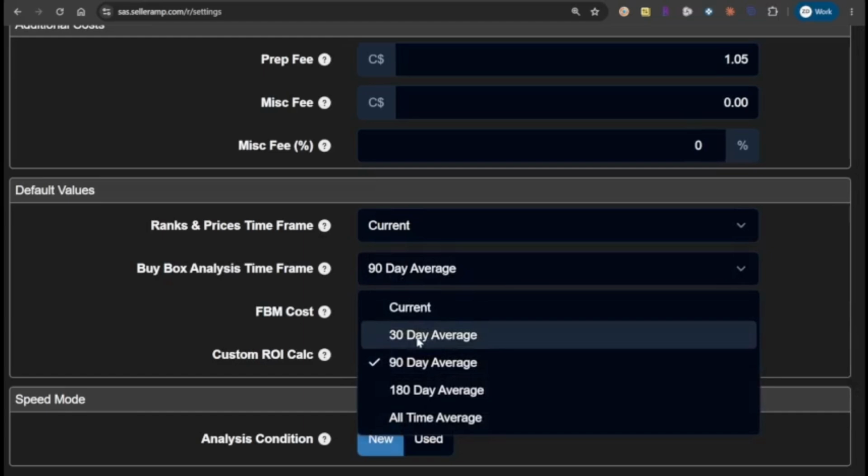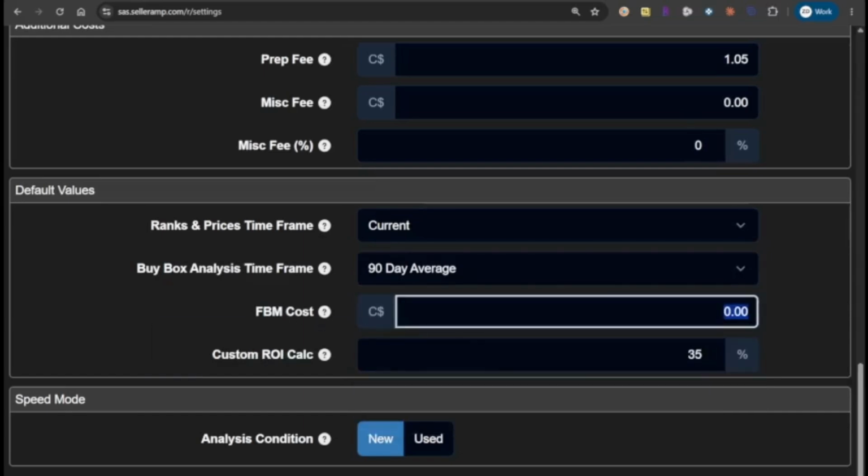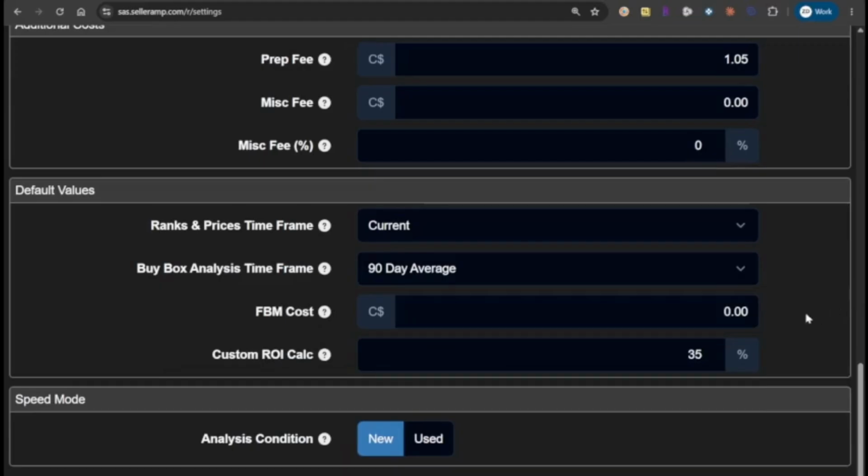I think by default, actually, it's 30 days. So keep this at 90. And then the FBM cost, I also know some people that like to put in on average like $6 or $7, which could be fair. But sometimes, depending on what the product is, you'll be paying more. Sometimes you'll be paying less depending on how much it costs. So I like to just make my calculation from there.